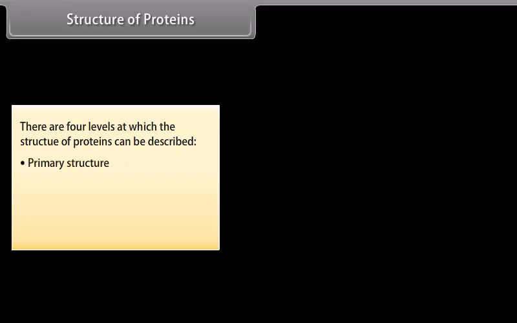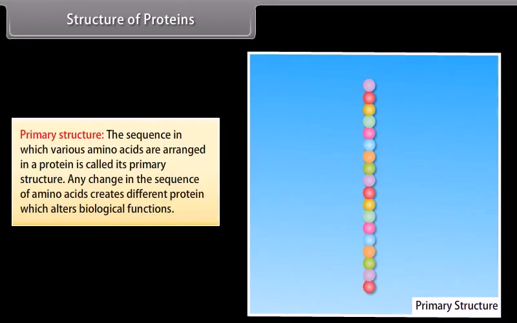Structures of proteins. The structures of proteins are quite complex. There are 4 levels at which the structure of proteins can be described: primary, secondary, tertiary, and quaternary structures. Primary structure. The sequence in which various amino acids are arranged in a protein is called its primary structure. Any change in the sequence of amino acids creates different protein, which alters biological functions.